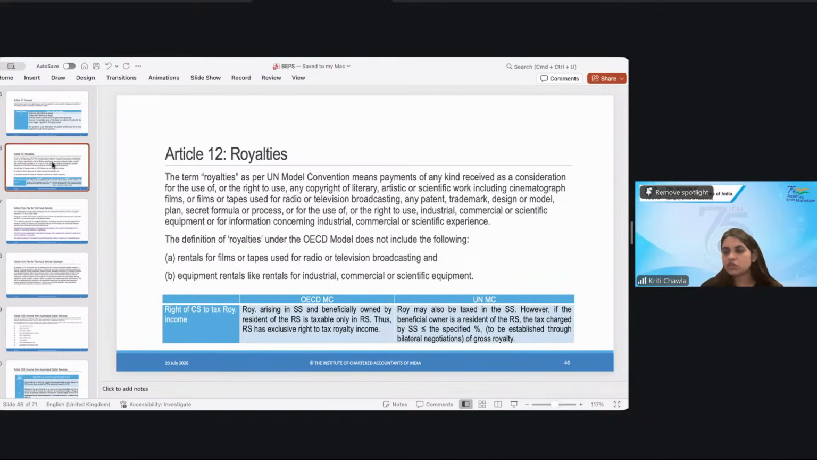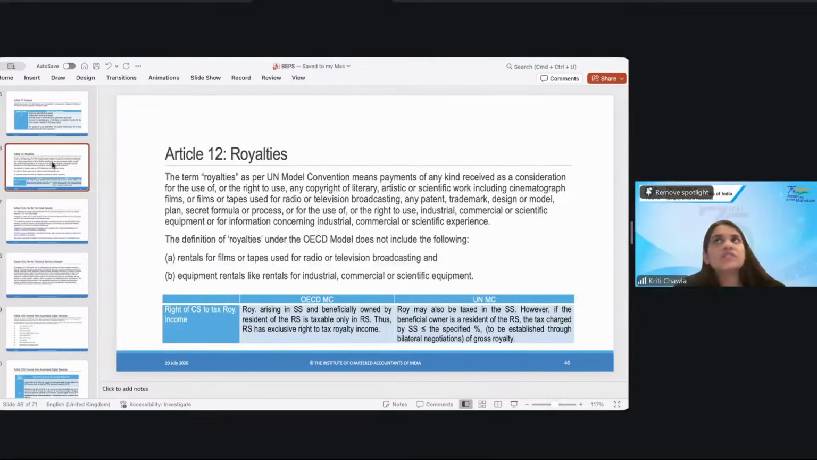If you read through the UN Model Taxation Convention, it's very wide, because they say that it means payment of any kind which is received as consideration for use of, or right to use, copyright, literary, artistic, scientific work, cinematographic films, or tapes used for radio or television broadcasting, patent, trademark, design, model, plan, secret formula, processes, or the right to use industrial, commercial, scientific equipment, or industrial, commercial, or scientific experience, etc.